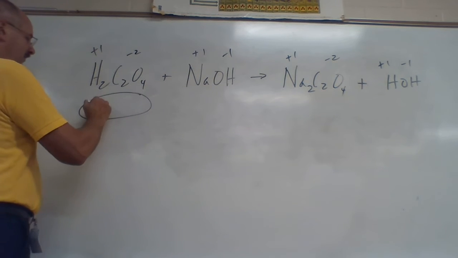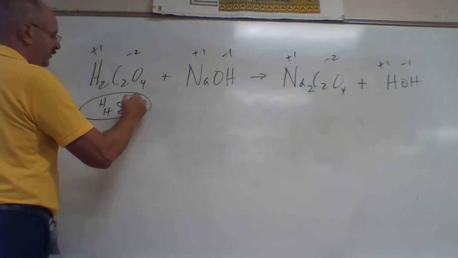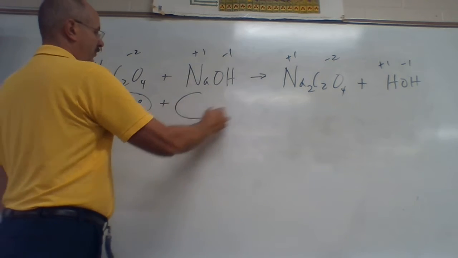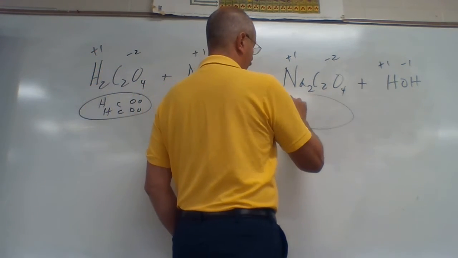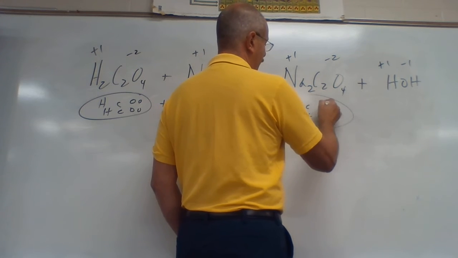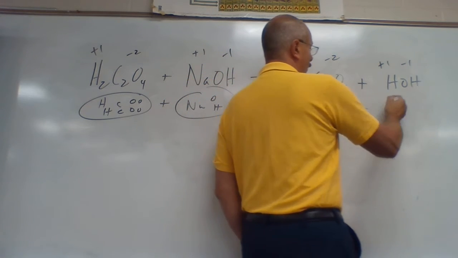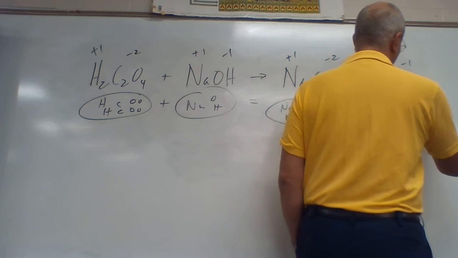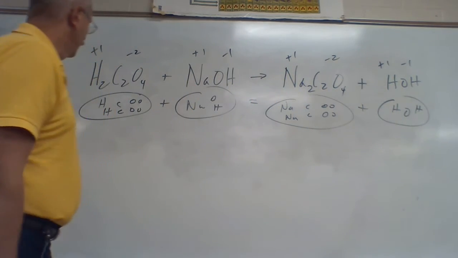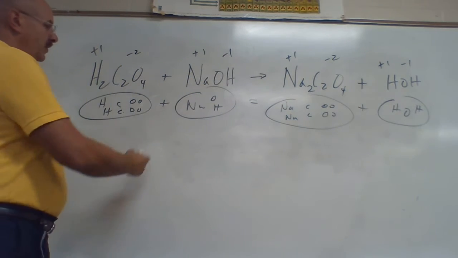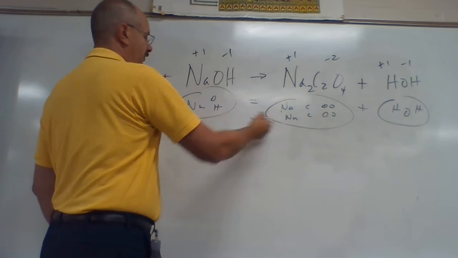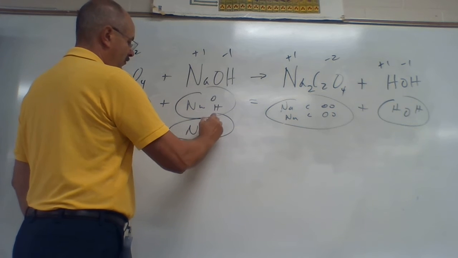All right, so balance this guy out. I got 2 H's, 2 C's, 4 O's, plus I got an Na, an O, and an H. That's equal to 2 Na's, 2 C's, and 4 O's, plus an H, an O, and an H. All right, skip the H's, do the C's. 1, 2, 1, 2. Skip the O's, Na's. I got 1 Na, I got 2 Na, so I need another one of this guy.